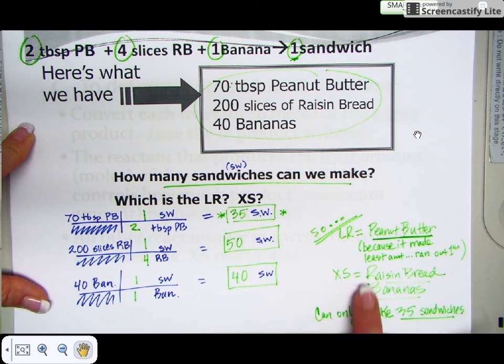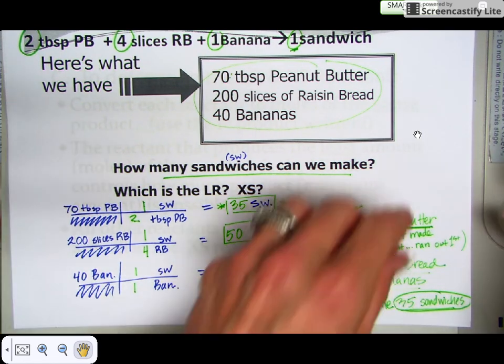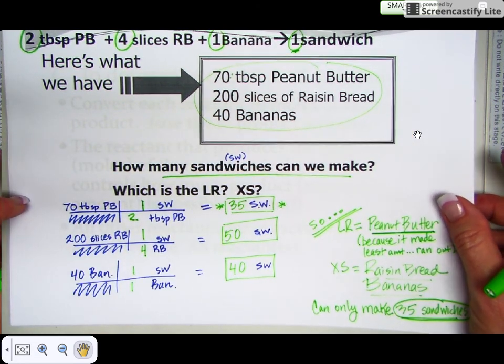That means that the other 2 reactants, the raisin bread and the bananas, are the excess reactants. To answer the last part of the question, how many sandwiches can we make? We could only make 35 sandwiches. So the way you identify your limiting reactant, once you converted to the same product, is whichever one makes the least amount is your limiting reactant, and that's how many sandwiches we could make here, 35. So that's sort of a simple example that we can refer back to. If you ever get stuck, think back to this example.